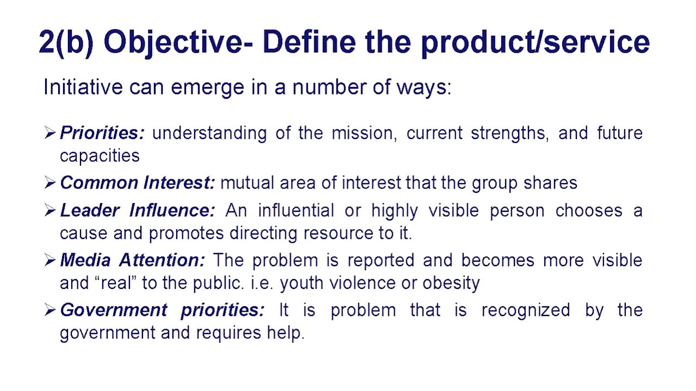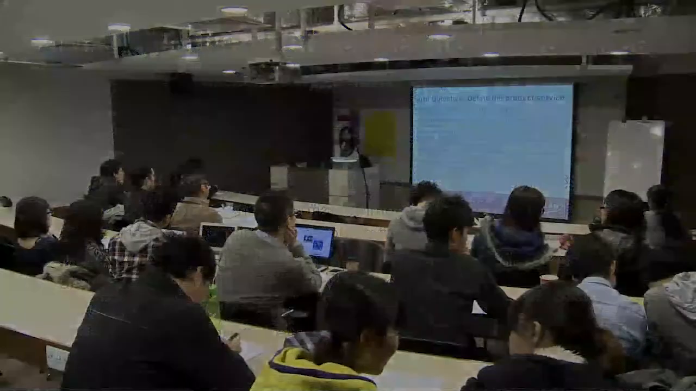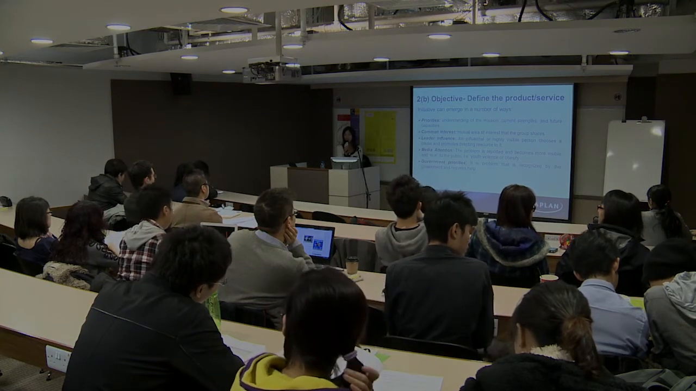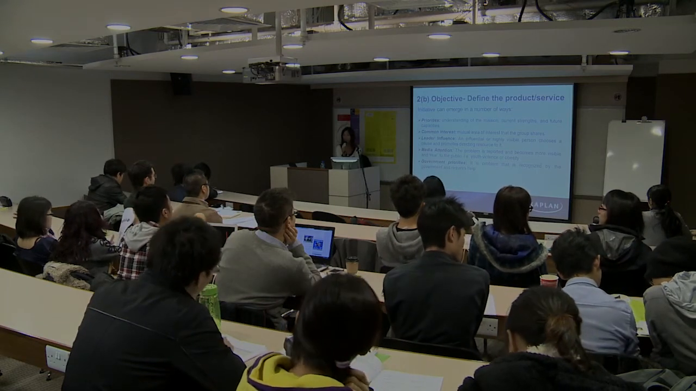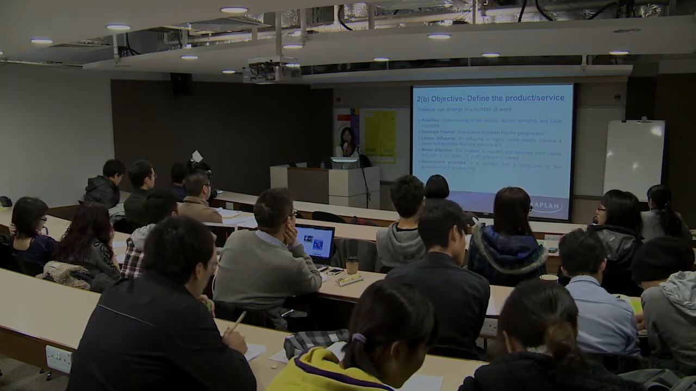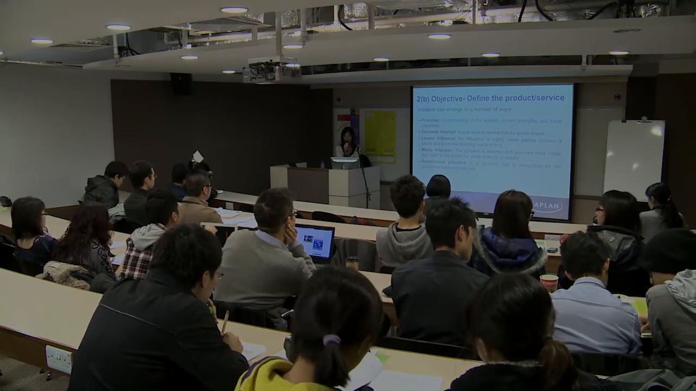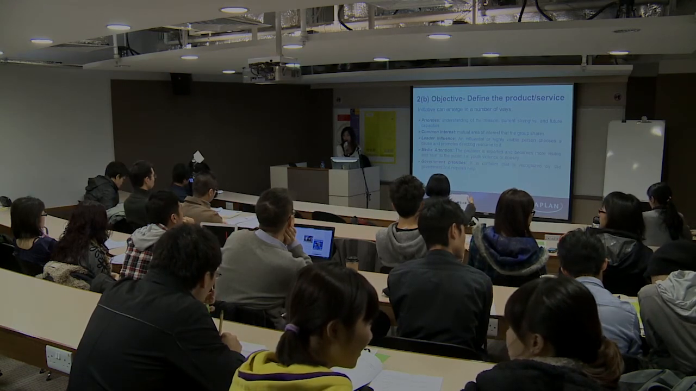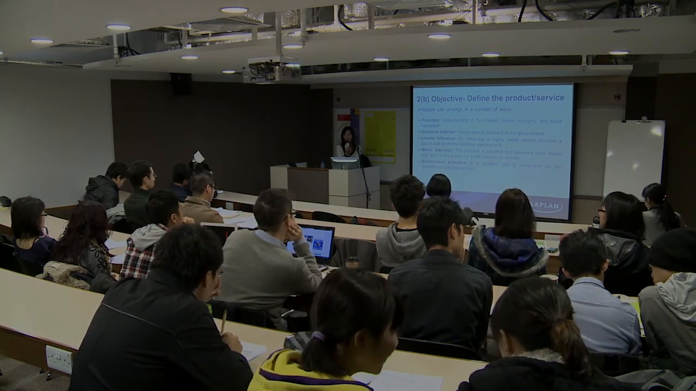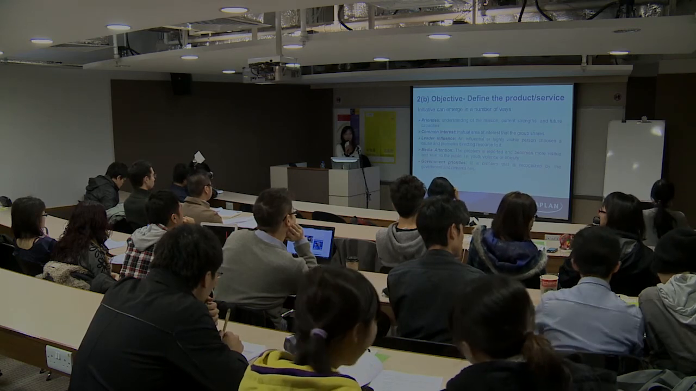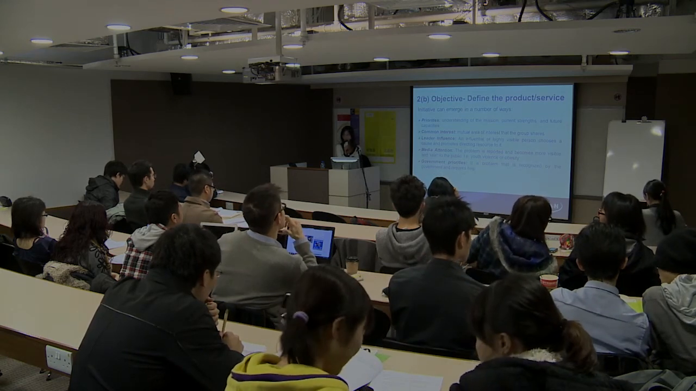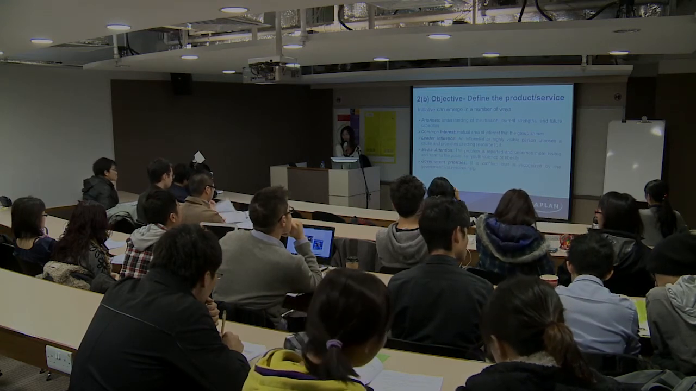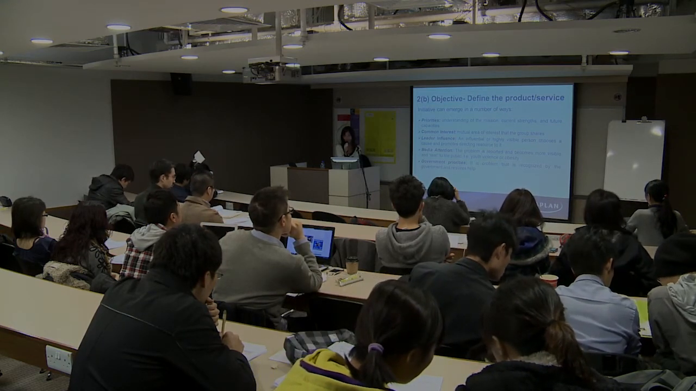Define the product and services. This can emerge in a number of ways. Priorities: understanding of the mission, current strengths, future capacities. Common interests: mutual areas of interest that the groups share. Leader influence: an influential or highly visible person. Media attention: a problem reported in the media. Government policies: a problem that is recognized by the government and requires help, okay?